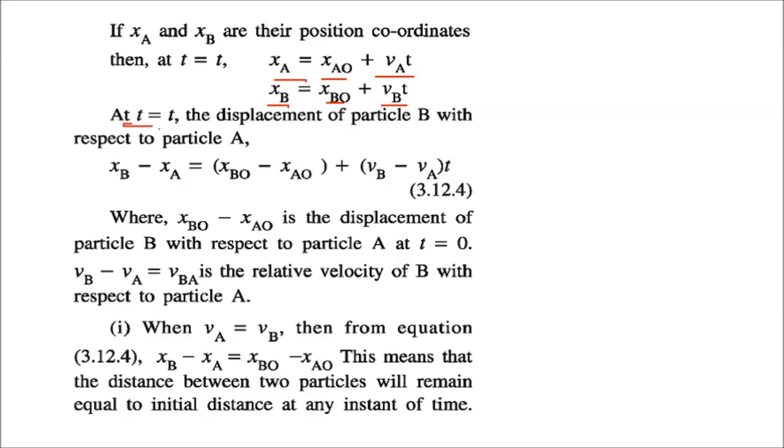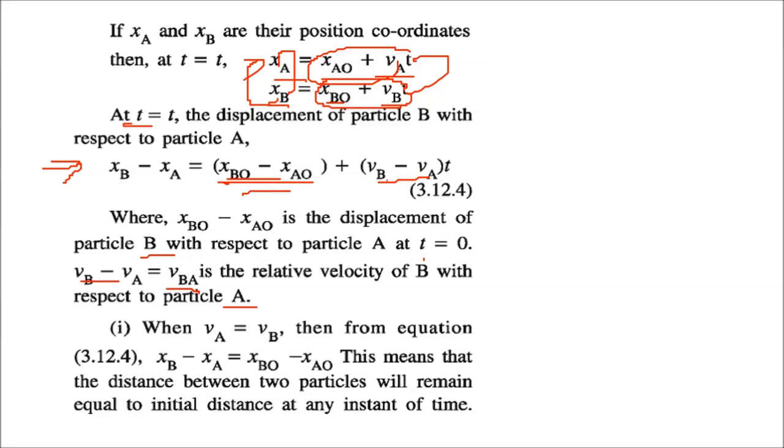And at time t, the displacement of particle B with respect to A will be what? We know that it will be XBA, so XB minus XA. Now subtract this from this, and we get XBO minus XAO plus (VB minus VA)t. Here this is the displacement of particle B with respect to A, because at t equal to 0, initially we know what the difference was. So VB minus VA, we know it as VBA, that is the relative velocity of B with respect to A.